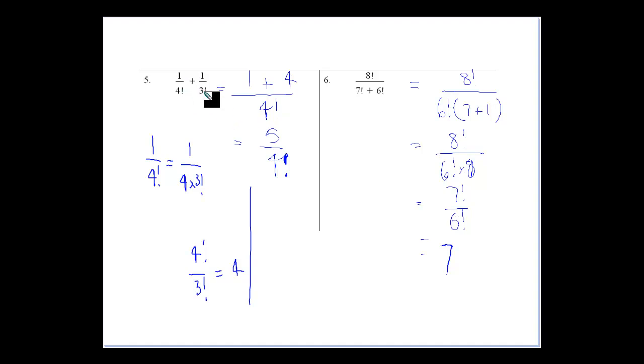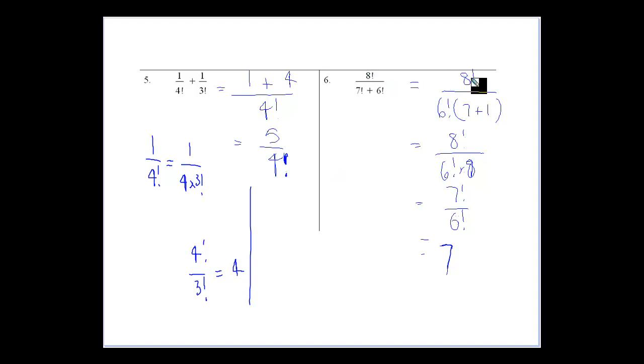1 over 4 factorial plus 1 over 3 factorial. Well again, to add two fractions we need to get a common denominator. So remember that 4 factorial is 4 lots of 3 factorial. So the lowest common denominator would be 4 factorial. So we multiply the top and bottom of the second fraction by 4, and that would give you 4 over 4 lots of 3 factorial, and that would give us the common denominator of 4 factorial. 1 plus 4 gives us 5 over 4 factorial.